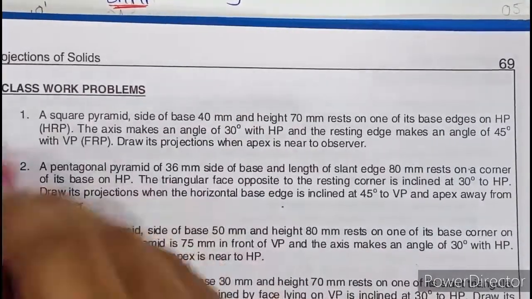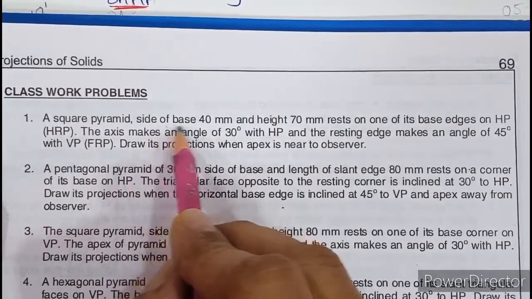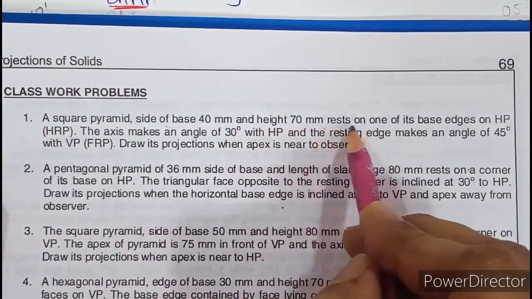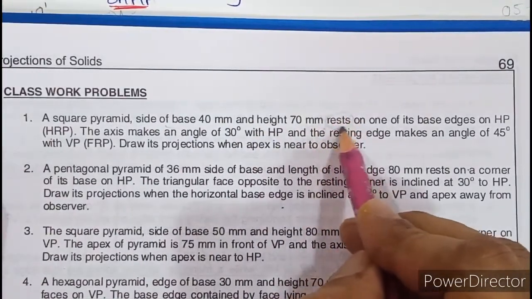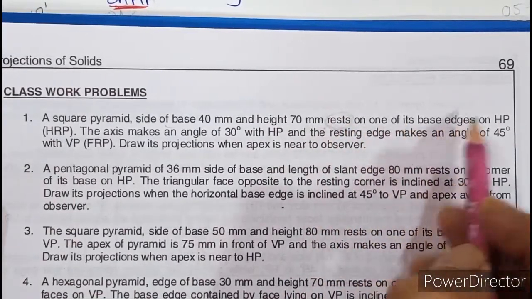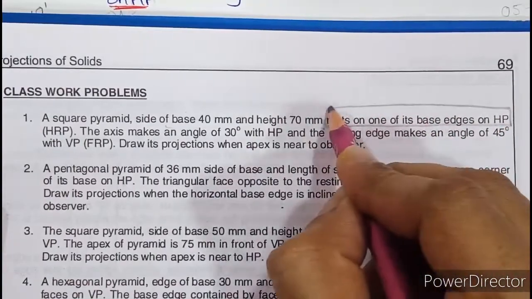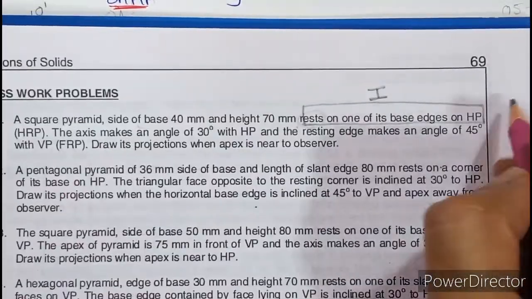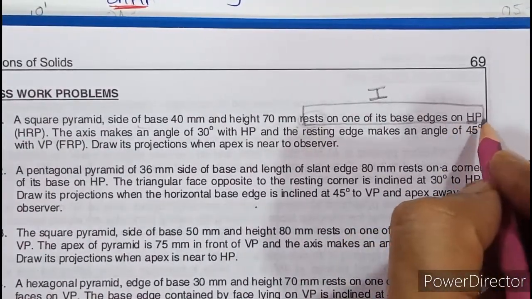So if I read the actual word problem, it is like this. A square pyramid, side of base 40 mm and height 70 mm, rest on. The moment you hear the word rest, understand that it is related with the first stage. Rest on one of its base edges on HP. So this statement is a hint for the first stage. And immediately you have to pick up that if our first stage is with HP, the second cannot be VP, it has to be HP only.